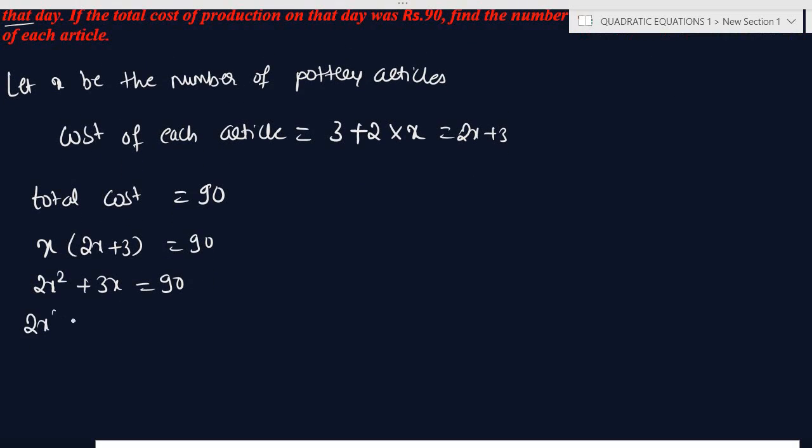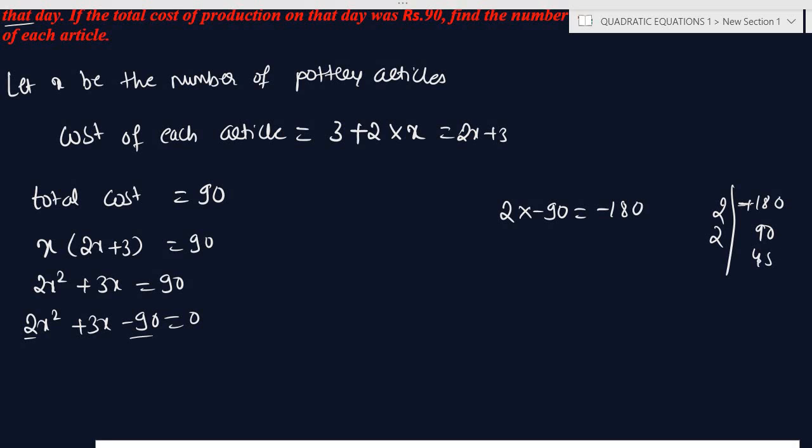See here, 2x² + 3x − 90 = 0. Here 2 into minus 90 is how much? Minus 180. Here I'll multiply, minus 180, how to factorize it? Minus 180, how does it become? 2 fours are 8, 3 fours are 12, 5 threes are 15.